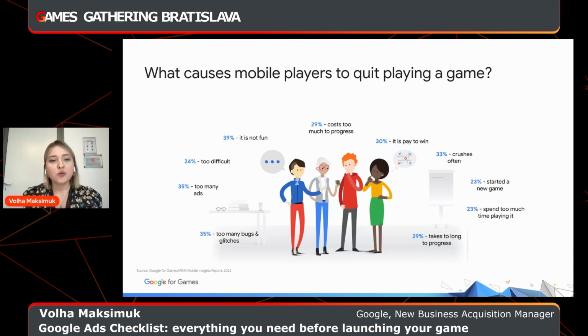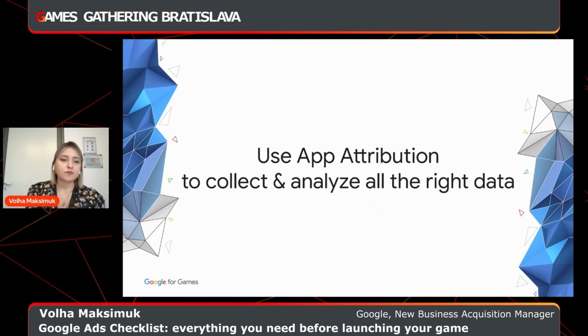You need to understand who you are working with, who your players are, and what they are doing. And the data on average users is great to start off and to kind of understand in general how players behave. However, you need to have similar data for yourself. And this is why it's also very important that you have App Attribution platform to collect and analyze all the right data about your users.